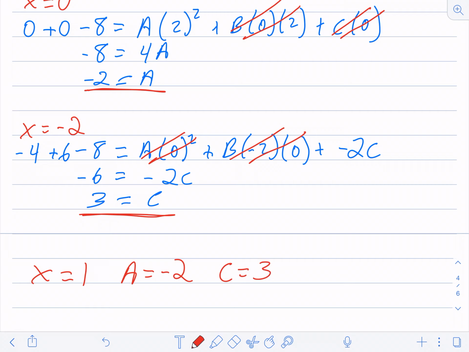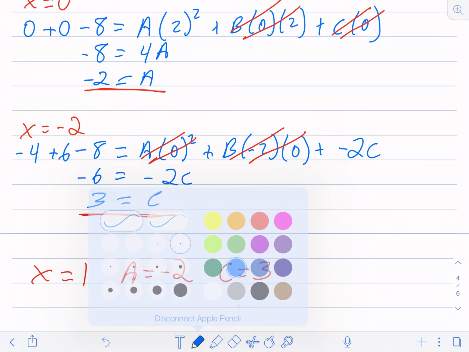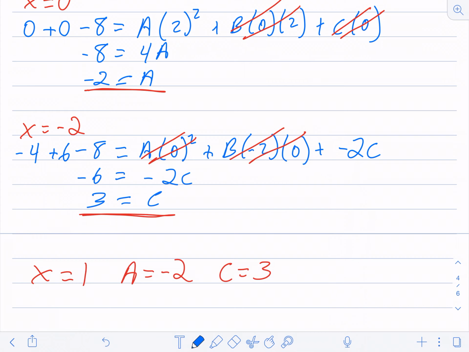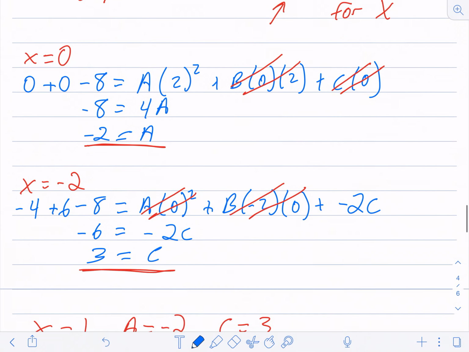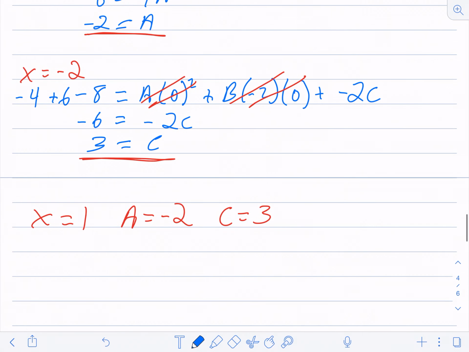And now if I just plug all those in, I can eliminate all the other variables and just be left with b, and I can solve for b. So what happens when I plug in x equals 1? Well, again, back into my original equation here, I'm going to plug in x equals 1, and I'm going to get negative 1 times 1 squared, so I get negative 1, and then negative 3 times 1 is negative 3, and then minus 8, and that is going to be equal to, a is negative 2, so negative 2, and then 2 plus 1 is 3, so 3 squared, right?